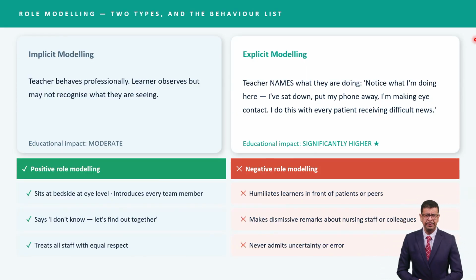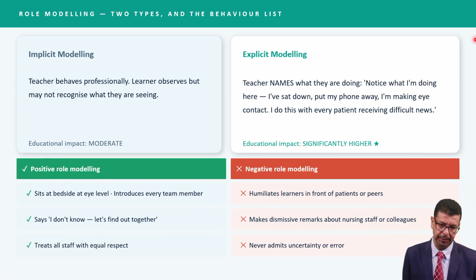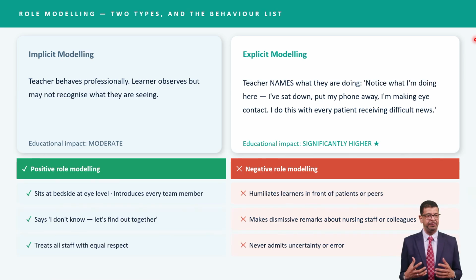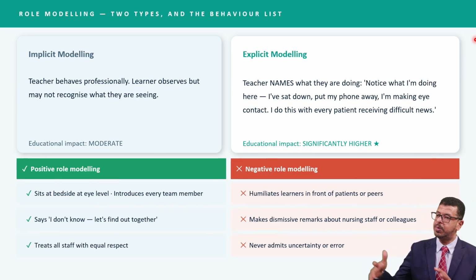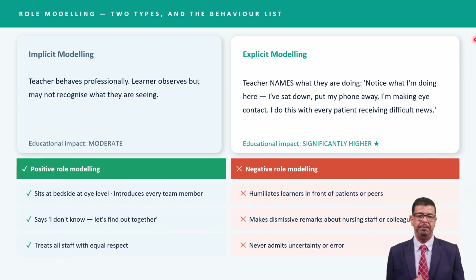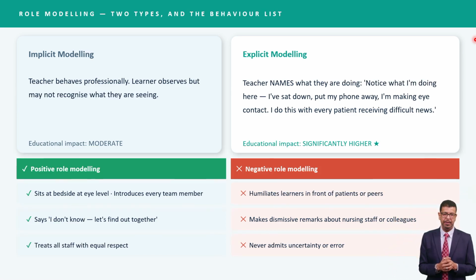Regarding role modeling, we have two types. We have implicit modeling and explicit modeling. In implicit modeling, the teacher behaves professionally and the learner observes this, but may not recognize what they are seeing. And the educational impact of this approach is actually moderate.